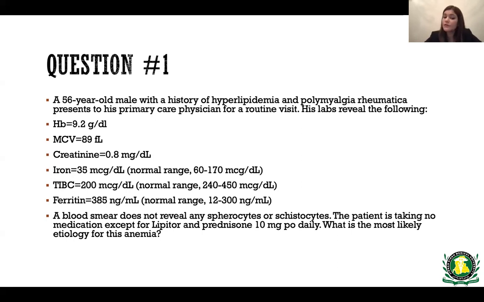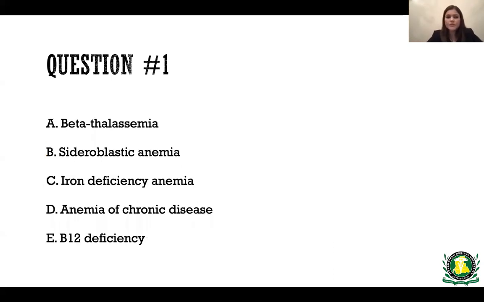A blood smear does not reveal any spherocytes or schistocytes. The patient is taking no medication except for Lipitor and prednisone, 10 milligram PO daily. What is the most likely etiology for this anemia? So your options are beta thalassemia, sideroblastic anemia, iron deficiency, anemia of chronic disease, and B12 deficiency.